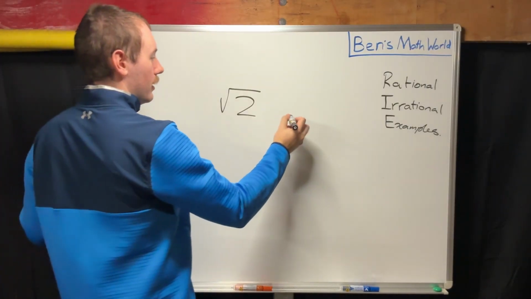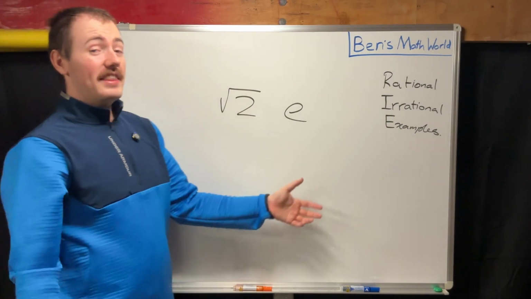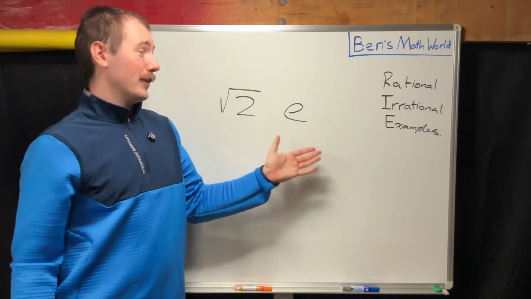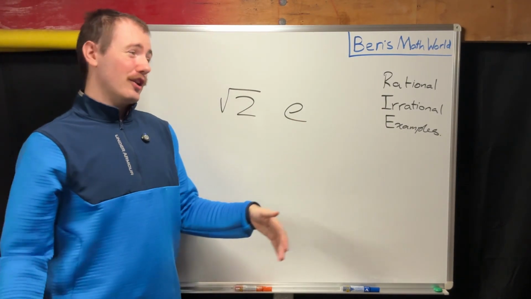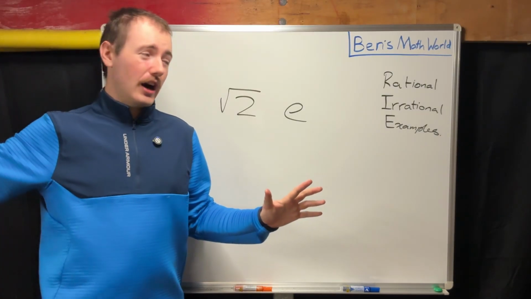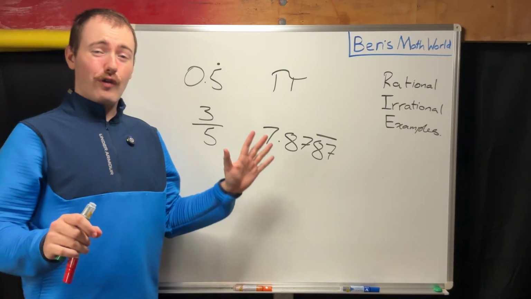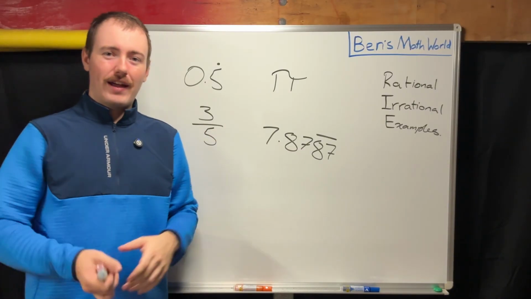We also have numbers like e, which is Euler's number. Now I could spend a whole video explaining what this e actually means, but just know it's roughly 2.7 with an infinite amount of decimals that you can't make rhyme or reason of. Now let's try some examples here of recognizing irrational and rational numbers.